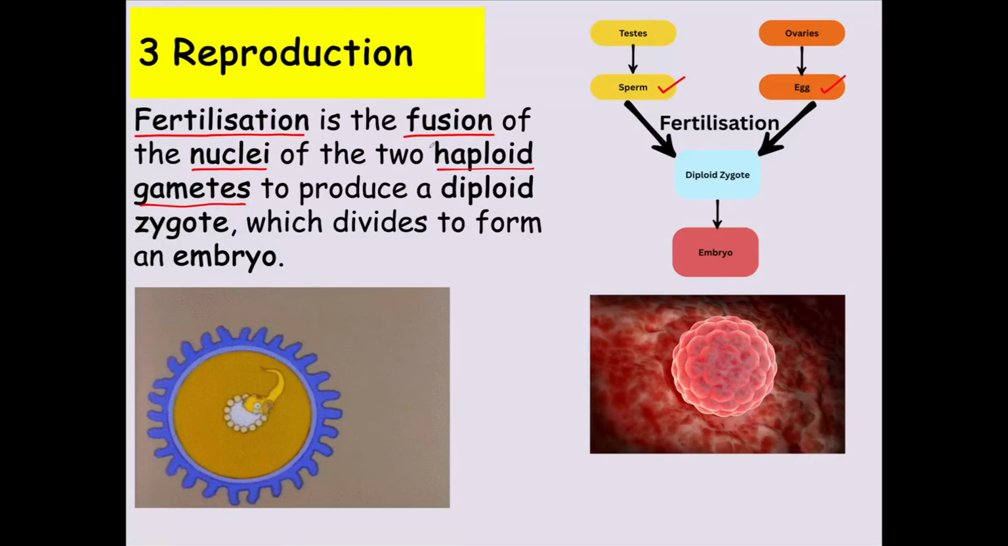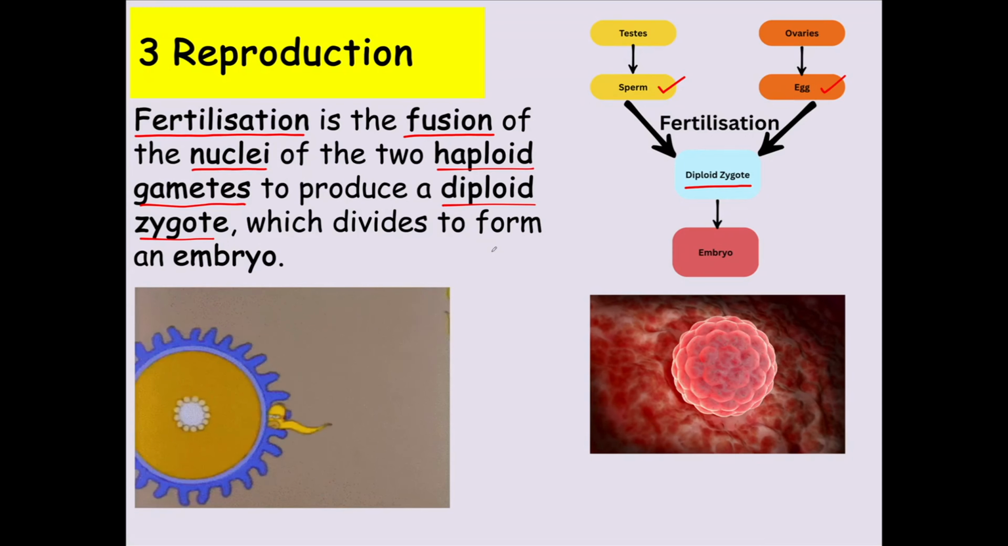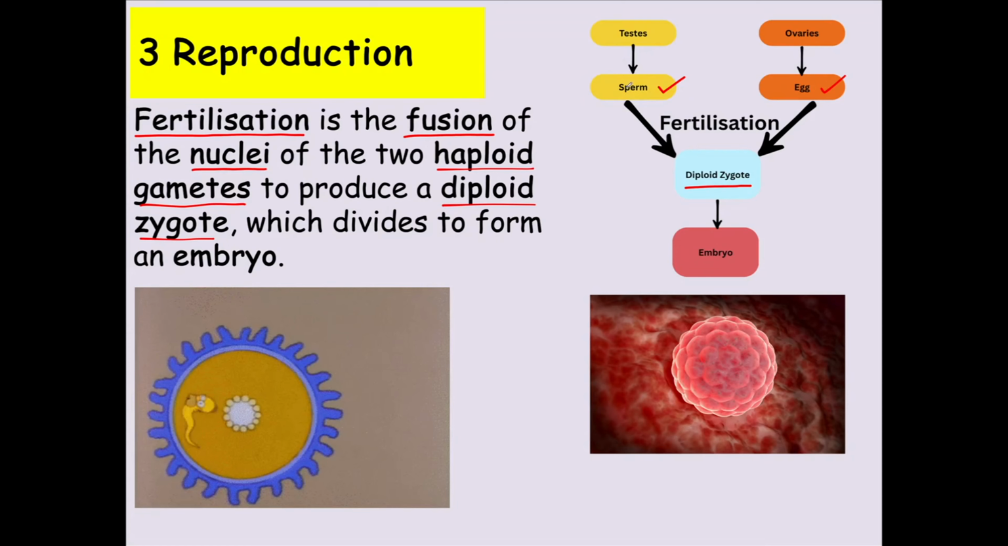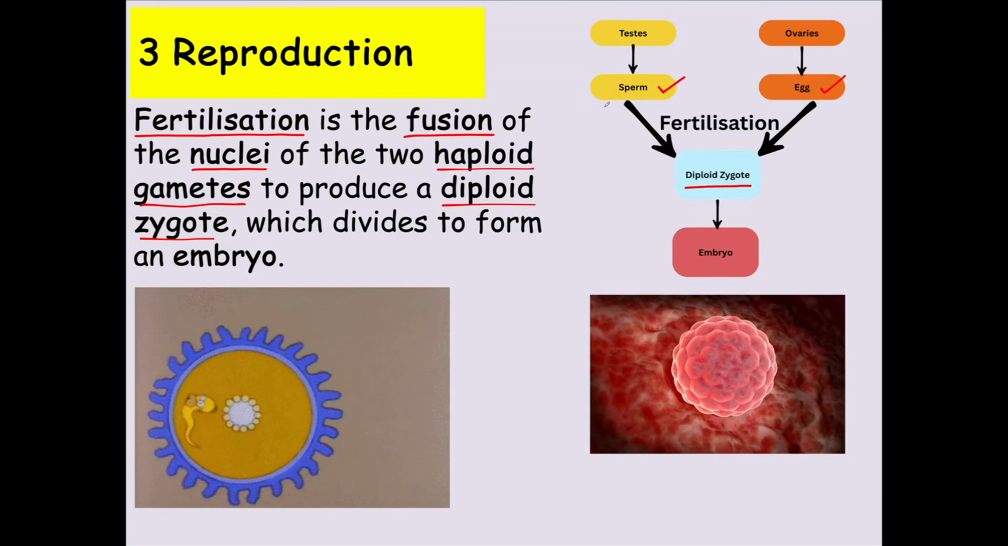That's fine. Okay, but here it says the two haploid gametes in order to produce a diploid zygote. Now let's think about what's happening here. So we say that this sperm is haploid and that egg is haploid. But what does haploid mean? Well, it means you have one set of chromosomes. So if you're haploid, you have one set of chromosomes.